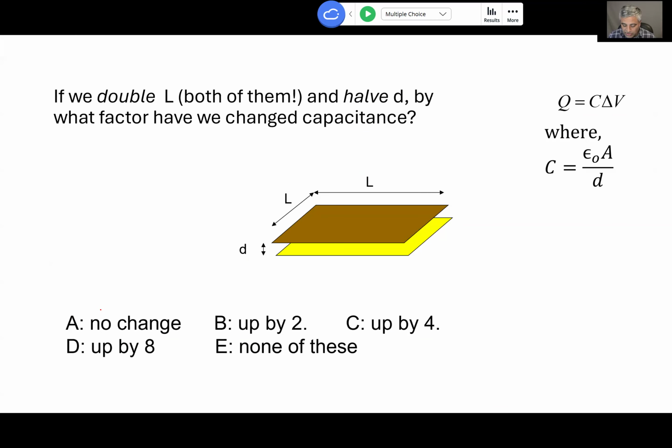So now here is a question for you. See how this area of this plate is. Although in the drawing it may not seem like a square, here it is a square. So this side length and this side length are the same. I'm denoting them by L, L. Now it says if we double L on both of them, to double both sides, we have to make it go like that. Doubled.